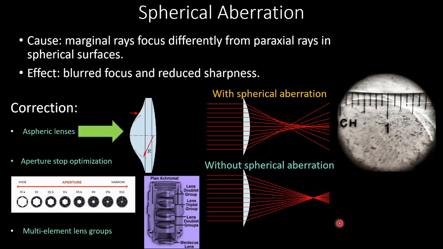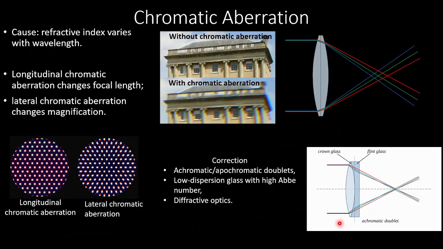Next, we have chromatic aberration. Chromatic aberration occurs because the refractive index of a material changes with wavelength. In simple words, different colors bend differently. Blue light bends more than red light. This causes different colors to focus at different positions.